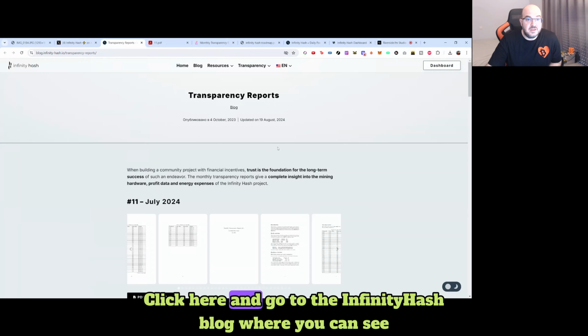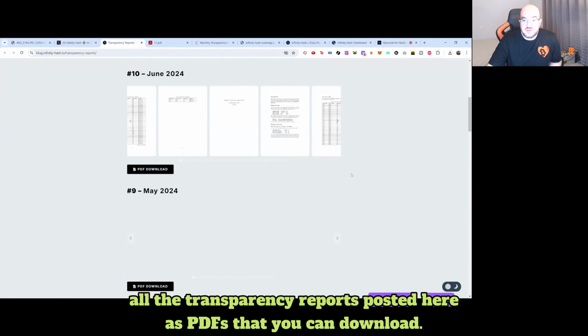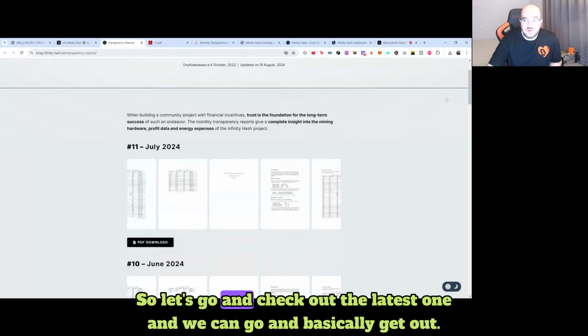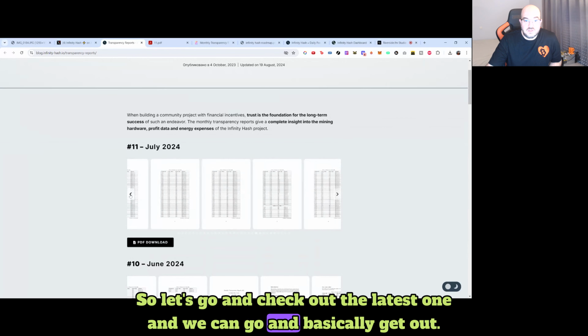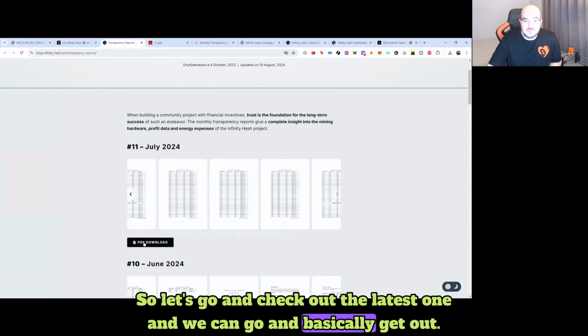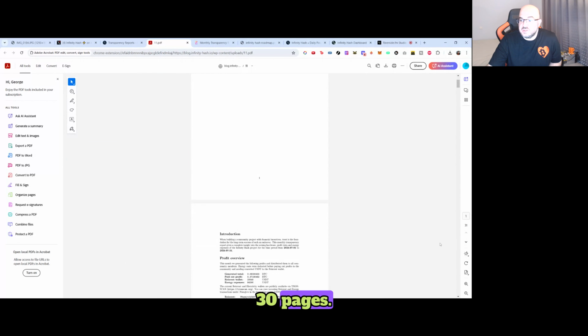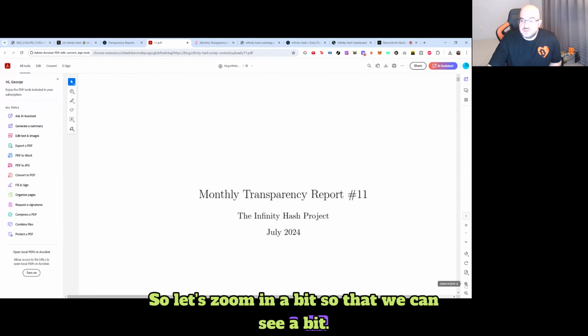You click here and you go to the Infinity Hash blog where you can see all the transparency reports posted here as PDFs that you can download. So let's go and check out the latest one. Basically check it out. It's quite big. Let's see, the number 11, it's how many pages? 30 pages. Okay. So let's zoom in a bit so that you can see.